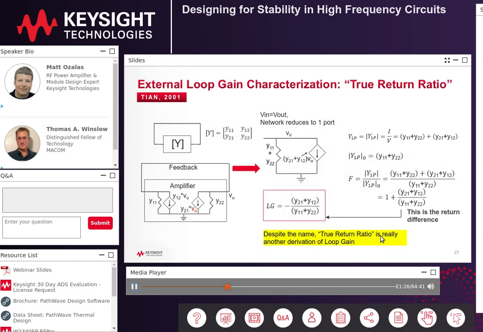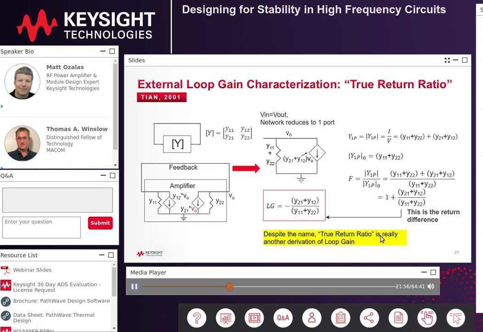So now that you know the math behind return ratio and driving point admittance, I wanted to walk through one final loop gain derivation. This is called true return ratio. I think it's actually a pretty clever way to compute the loop gain, attempting to adhere to the original concept of return difference. And this was done by a fellow named Michael Tian. Basically, what you do is take an amplifier block and define the feedback around it to be a short circuit. You can combine the feedback in parallel with the amplifier like I showed earlier.